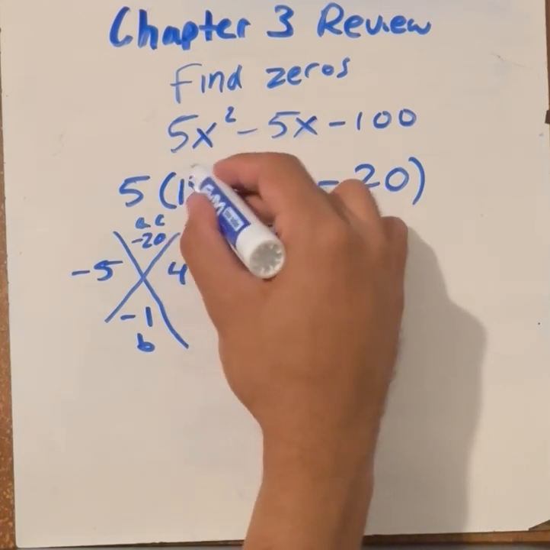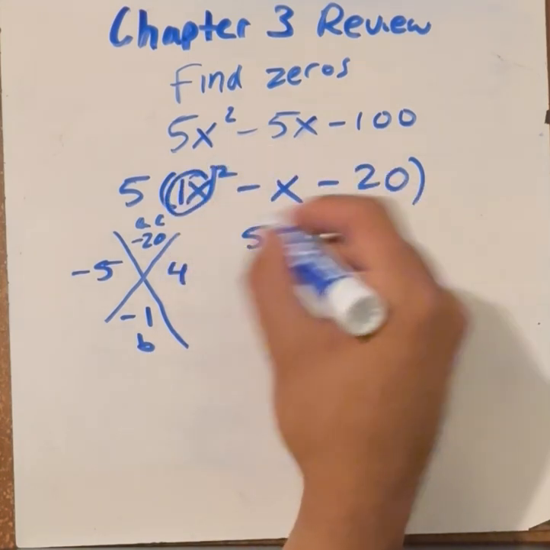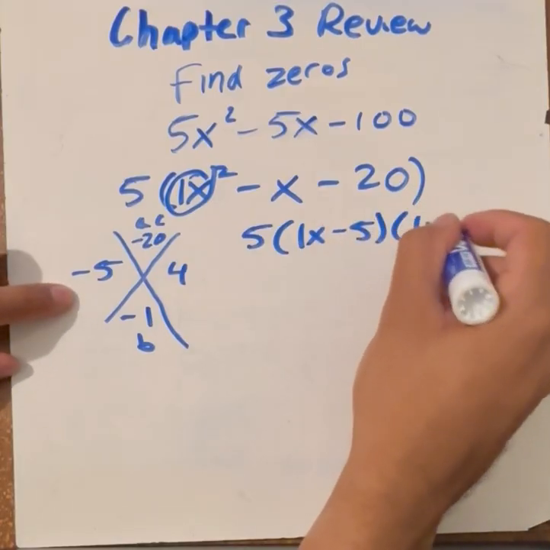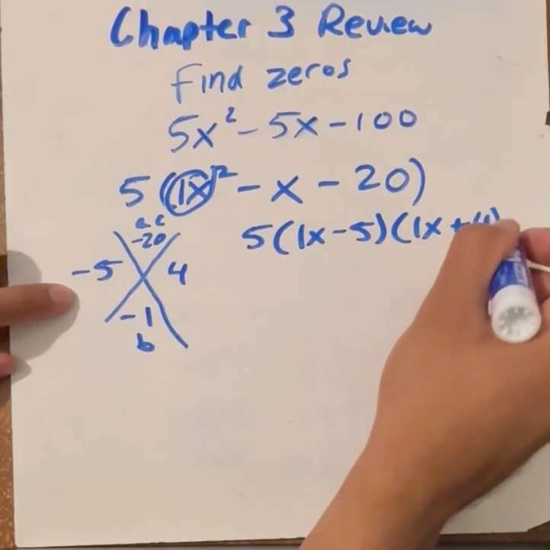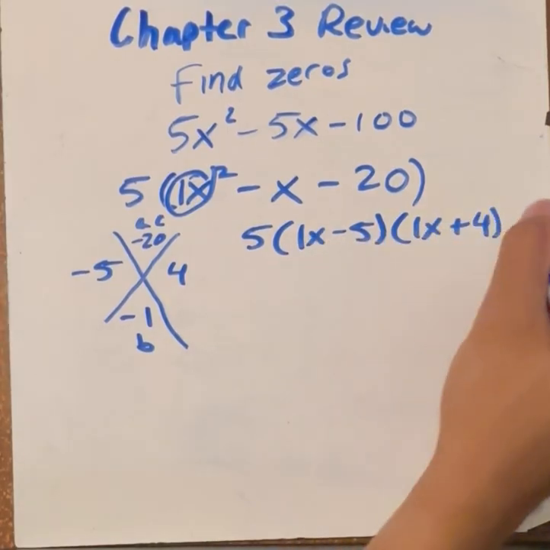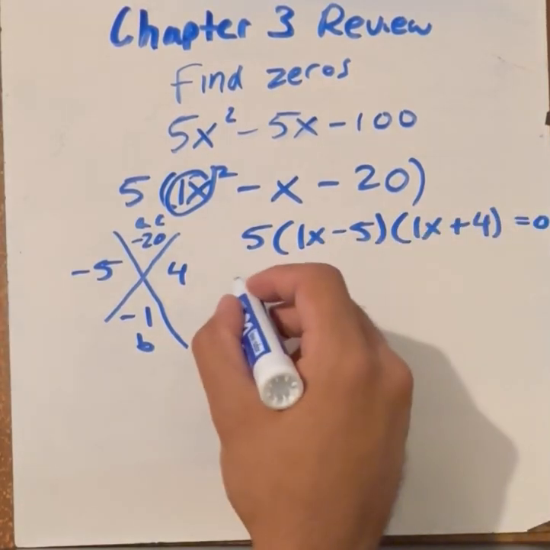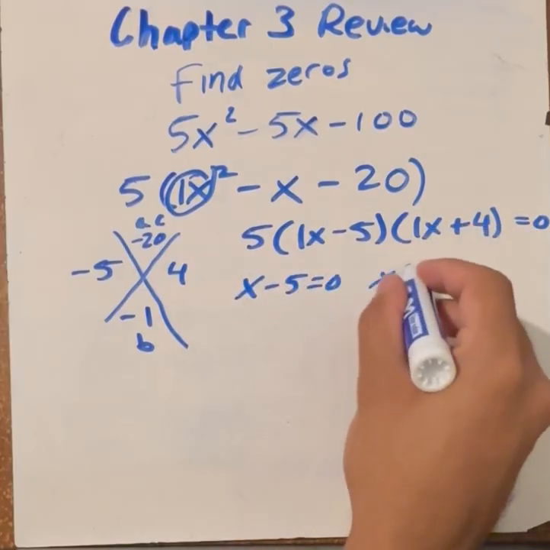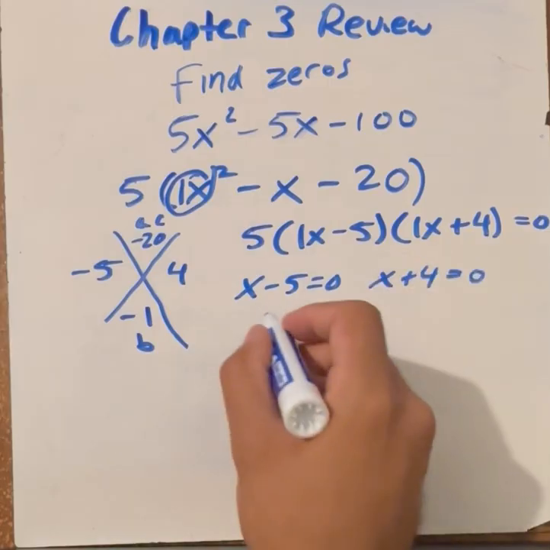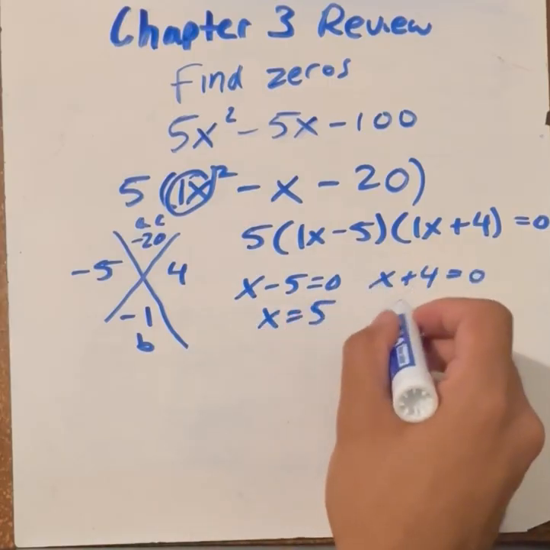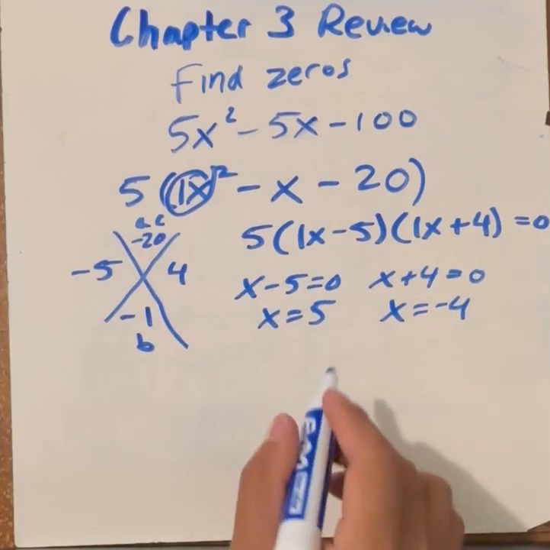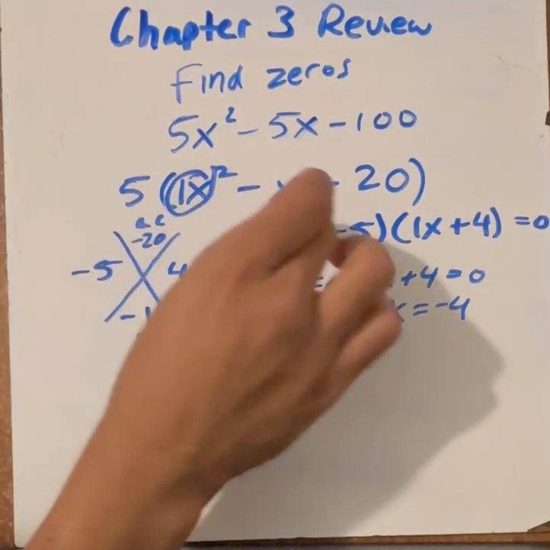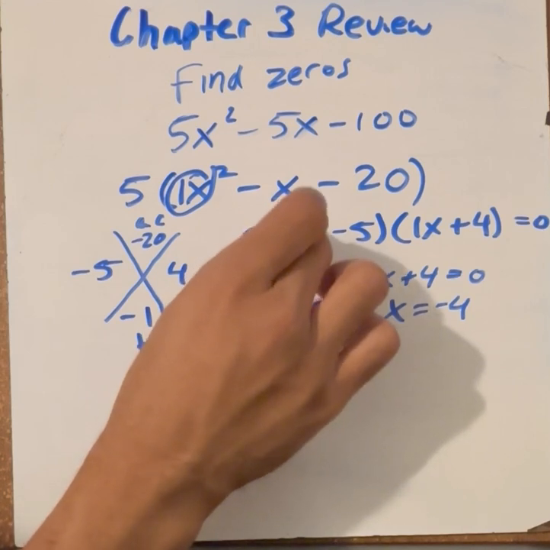So in terms of factoring it, it would look like this. We'll put the 1x term in here, the negative 5 goes there, and then the 1x term in here, and the plus 4 goes here. And then we can set all of this equal to 0. So we get x minus 5 equals 0, and x plus 4 equals 0. So x equals 5, and x equals negative 4. Okay, these ones, again, unnecessary. I just wrote them in there.